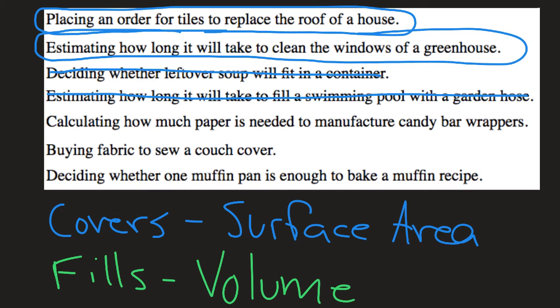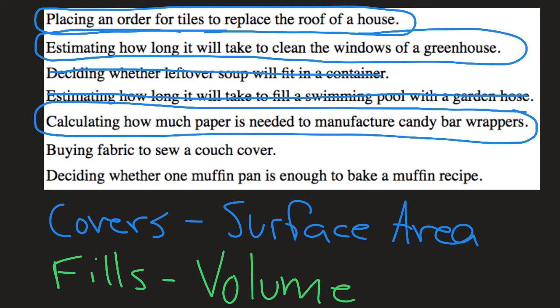Calculating how much paper is needed to manufacture candy bar wrappers. Well, that goes around the outside. It covers the candy bar. So, there you go. Buying fabric to sew a couch cover. There's the word cover. You can circle that one.